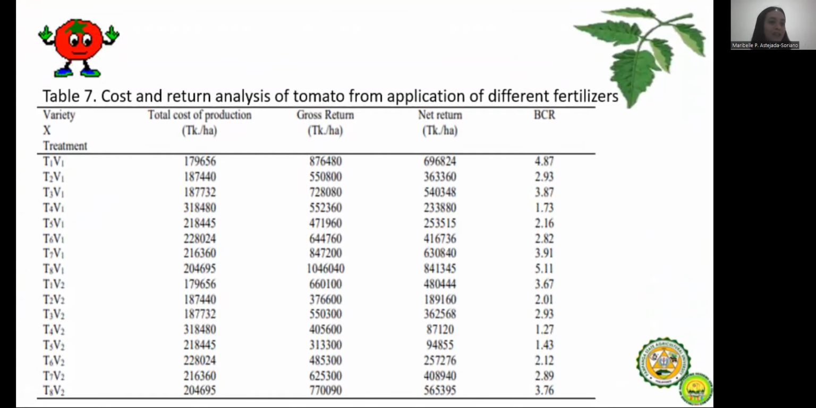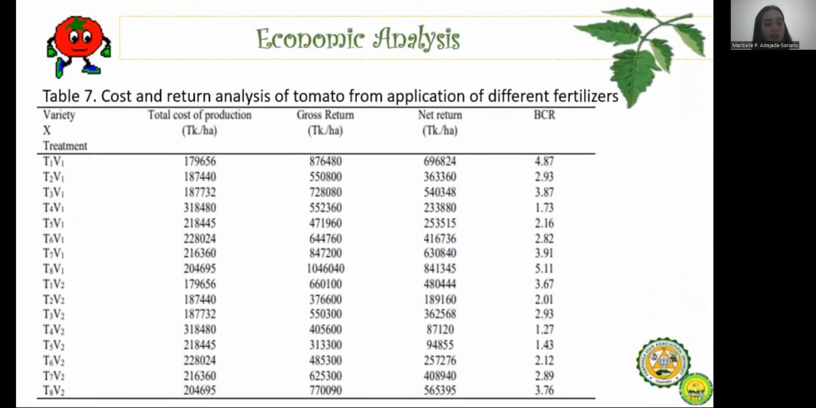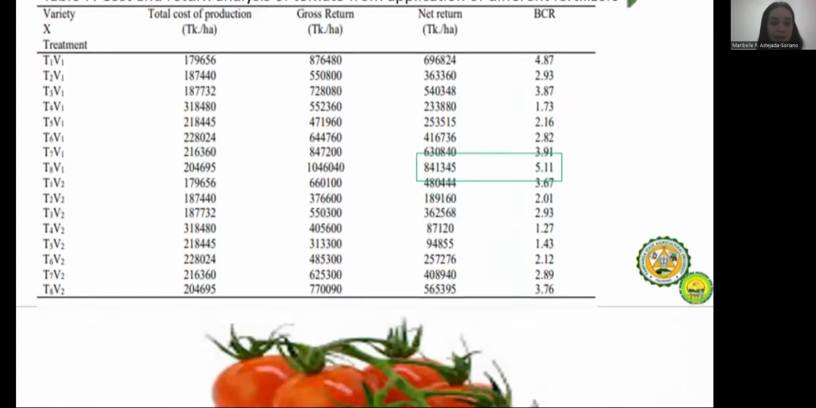So for the cost and return analysis, so nagtandak din po sila nito that the treatment 8 using the Barry Tomato 14 get the highest BCR of 5.11 with and highest net return of 841,345 for the economic analysis, no?